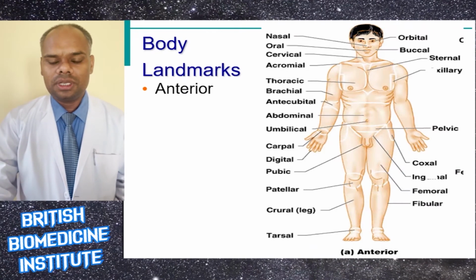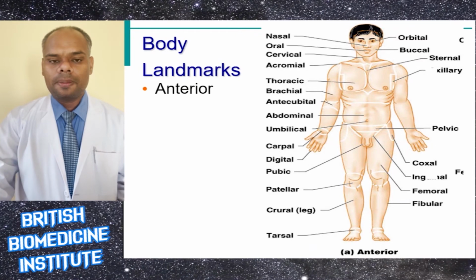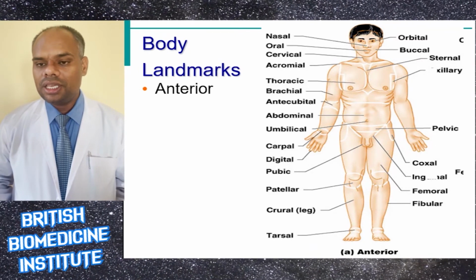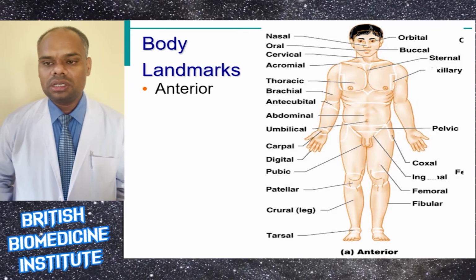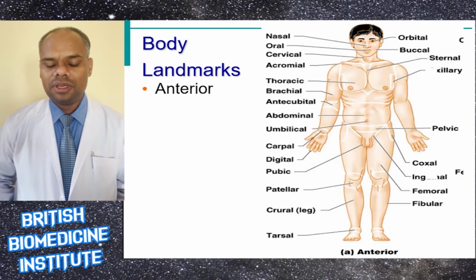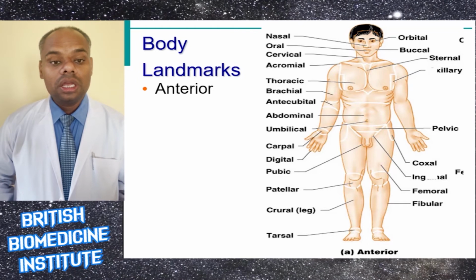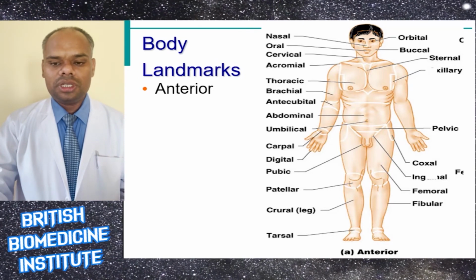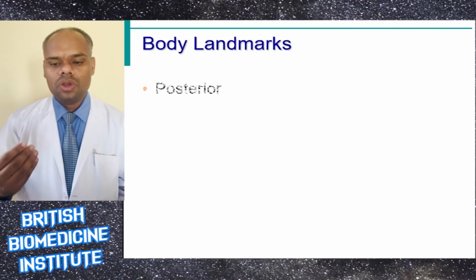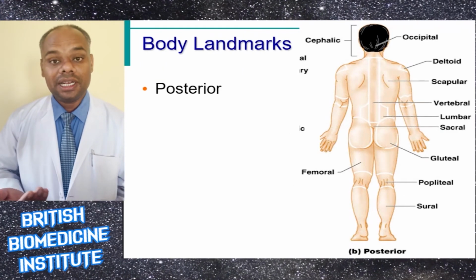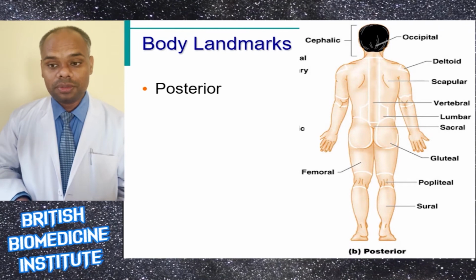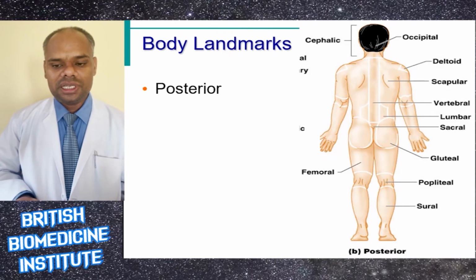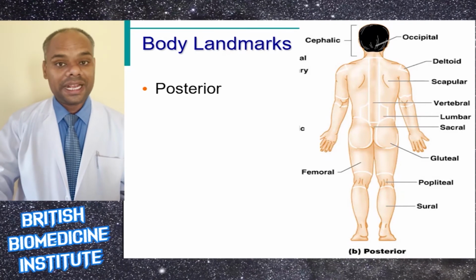Through this picture, it is visible that the various regions like orbital, buccal, sternal, axillary and pelvic are showing the anterior part, the front side. And posterior is the back side of the body, which consists of occipital, deltoid, scapular, vertebral, lumbar, sacral, gluteal, popliteal, sural and femoral. Back side.